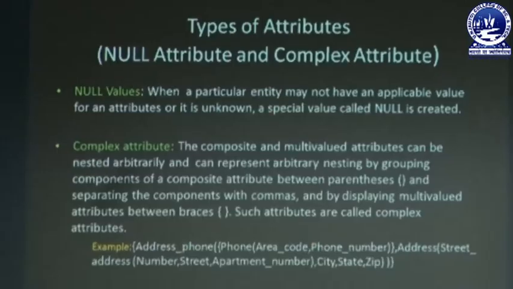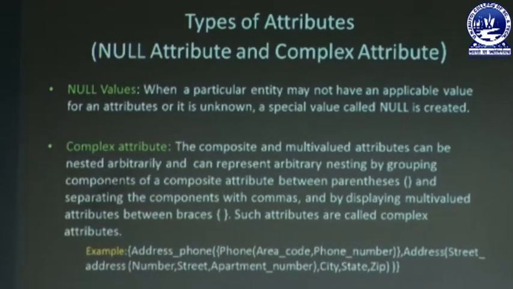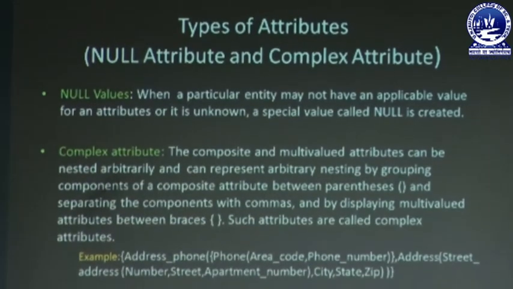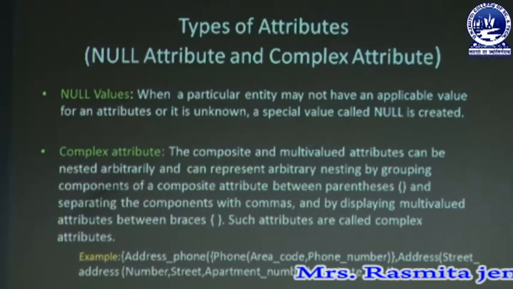Now, because the age attribute value is derived from the date of birth attribute, and date of birth is the stored attribute, date of birth and age are both related to each other. Next type is the null attribute and complex attribute. What are null attribute and complex attribute?